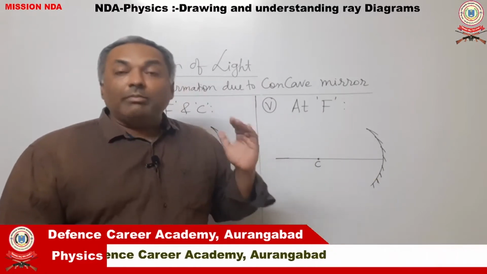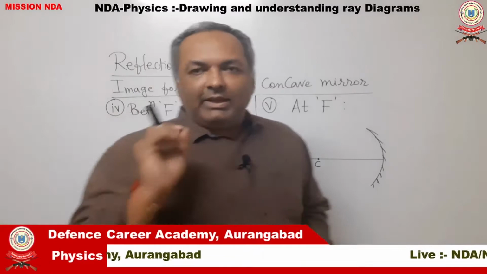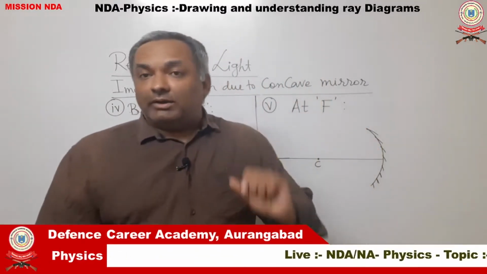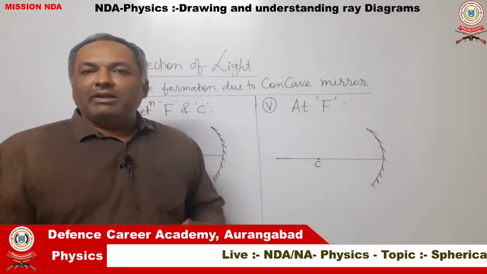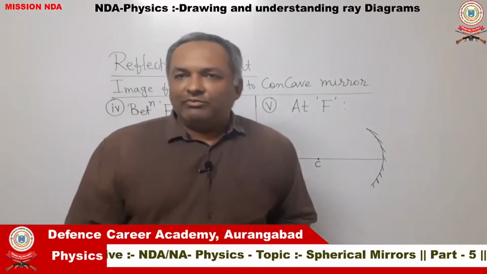It is real, inverted and magnified. Okay. So now because here you are going to get a magnified image, obviously the object that you are going to draw here should be a bit smaller. Okay. So wherever magnification is larger, image is bigger than the object, draw smaller objects.